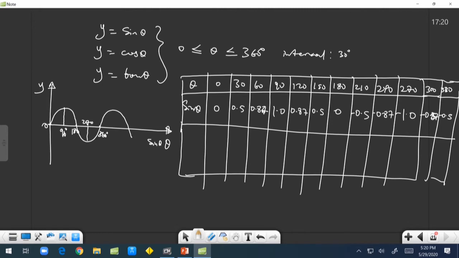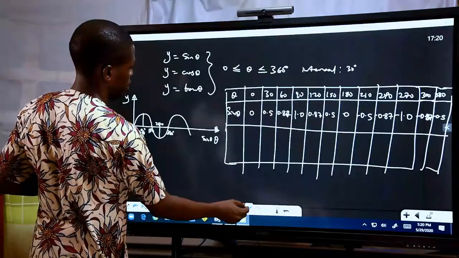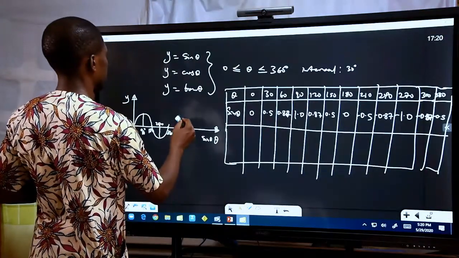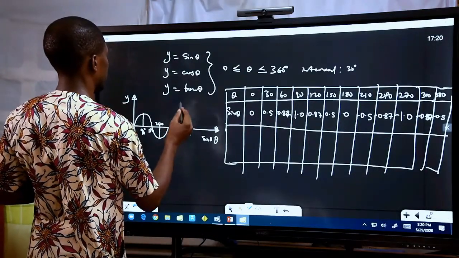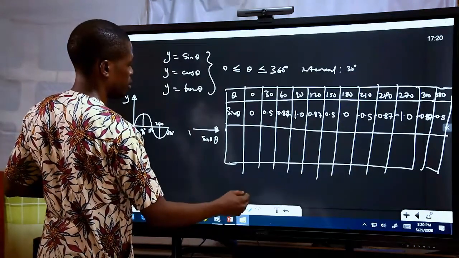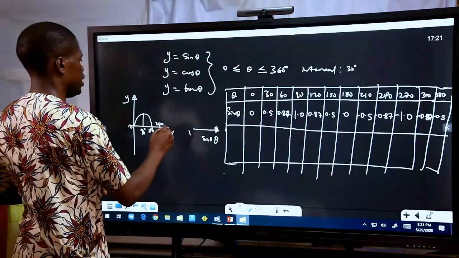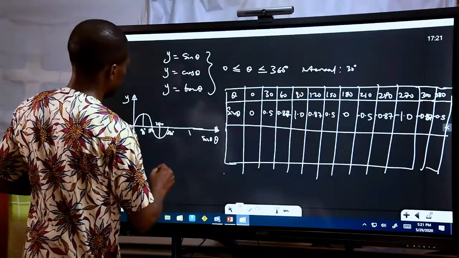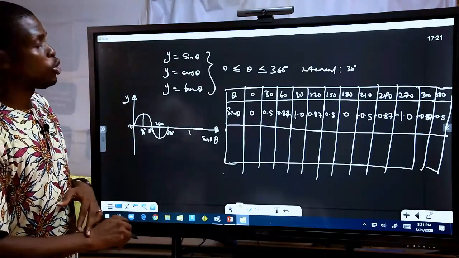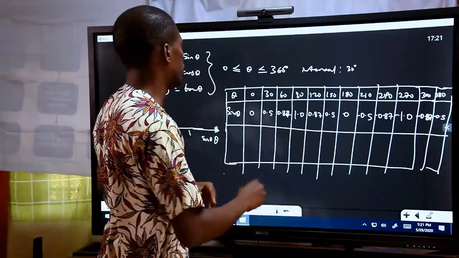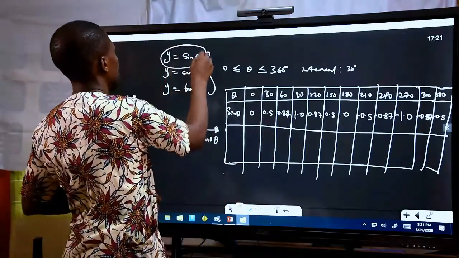It continues like that, but this other side can be left off, it's not part of it. So we have y as a function of theta. When we draw the graph of y as a function of theta, we have this kind of curve.